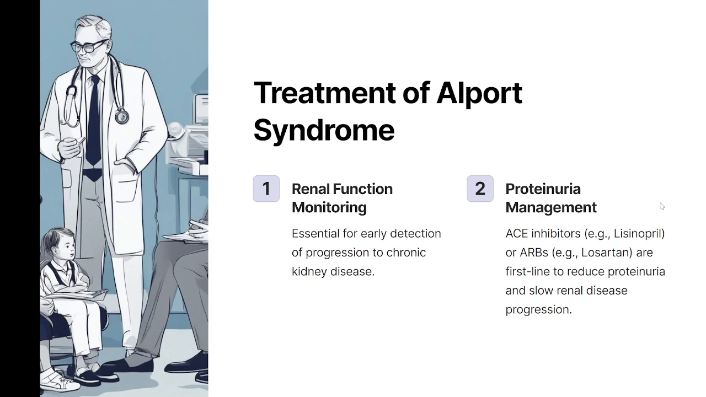Treatment. Renal function monitoring, essential for early detection of progression to chronic kidney disease. Proteinuria management: ACE inhibitors, e.g. lisinopril, or ARBs, e.g. losartan, are first line to reduce proteinuria and slow renal disease progression.